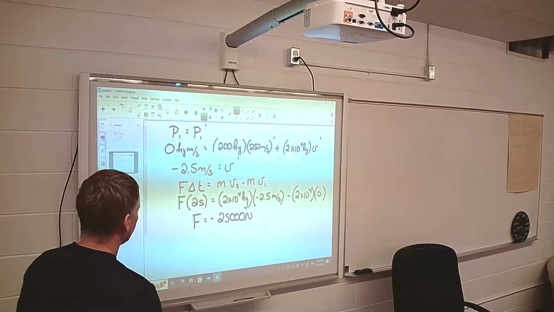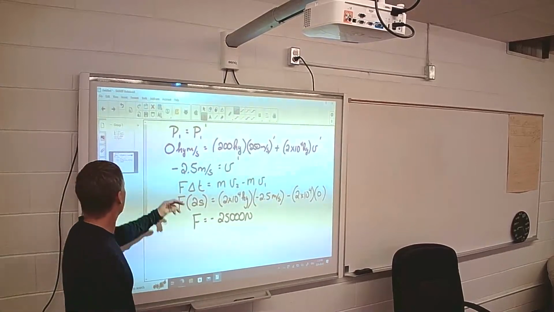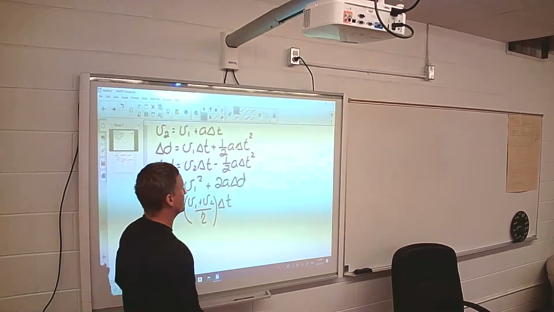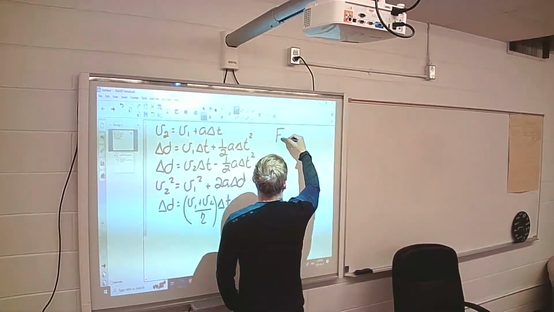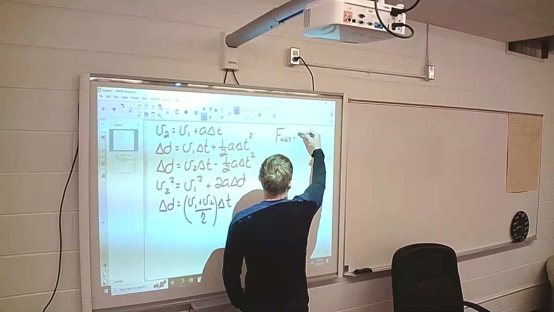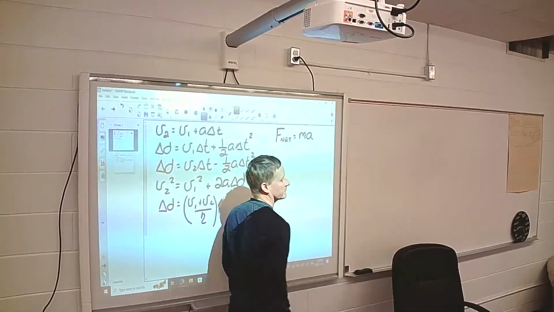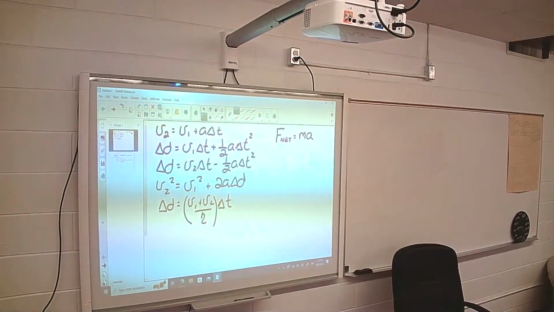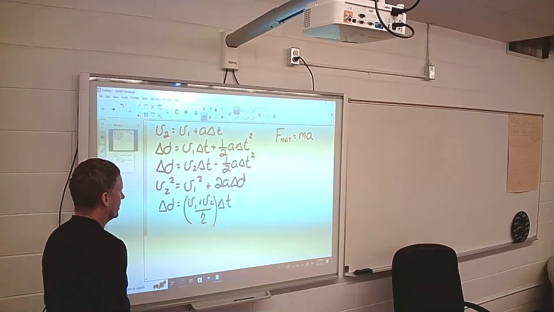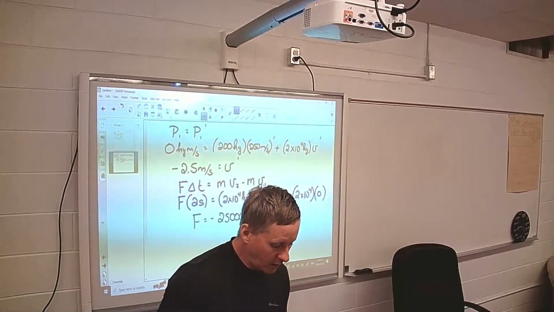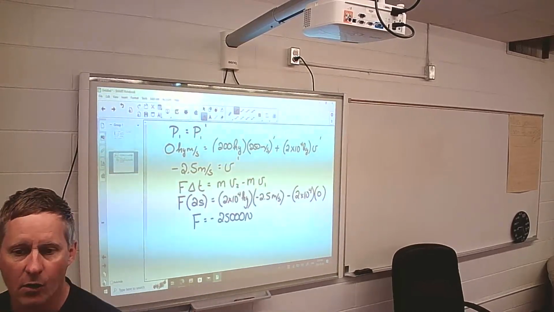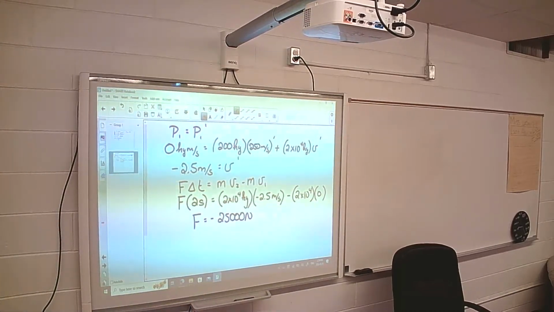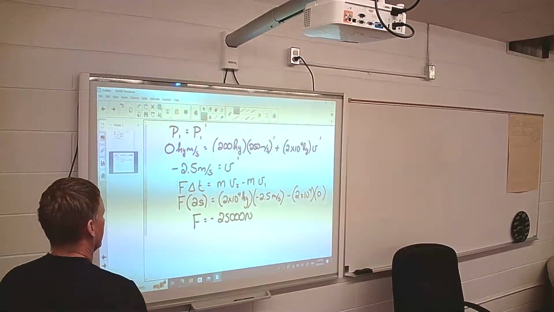Now, one thing we didn't talk about on the initial board. This is another one here. F net equals mass times acceleration. F net equals mass times acceleration. Okay? All right. Now, the next part of this asks for how far will the cannon recoil? I need a distance. All right?